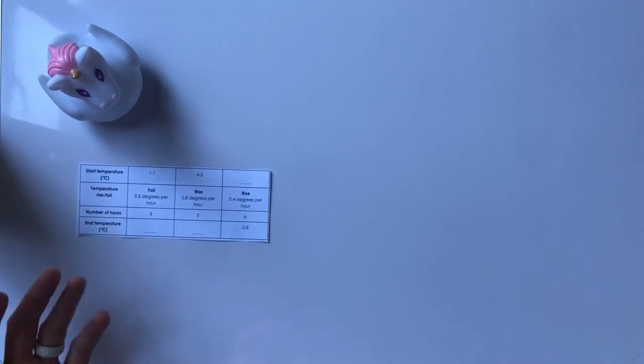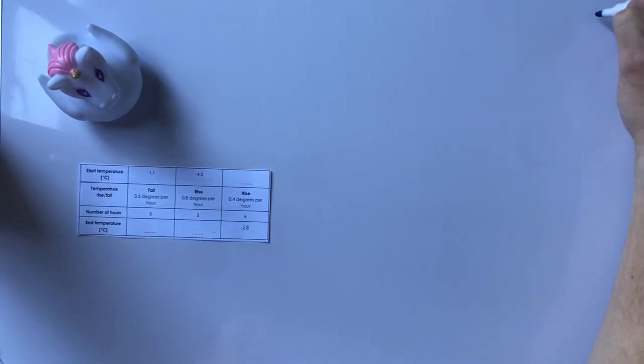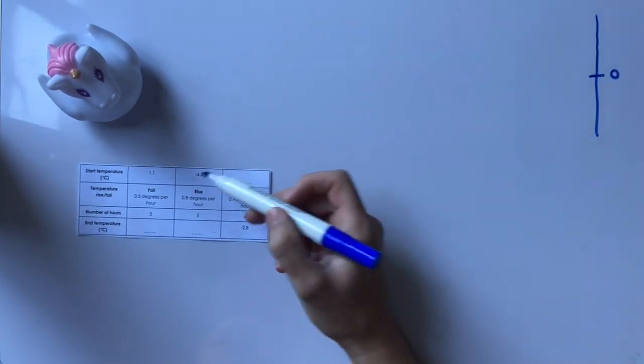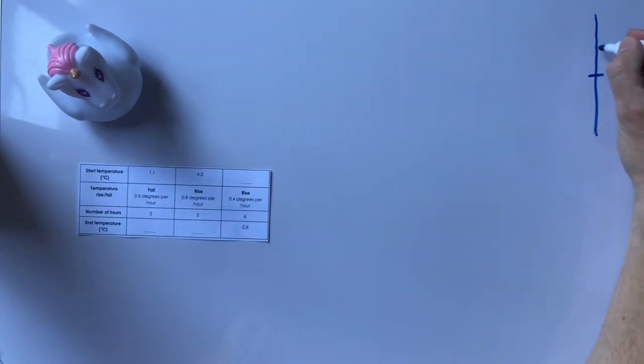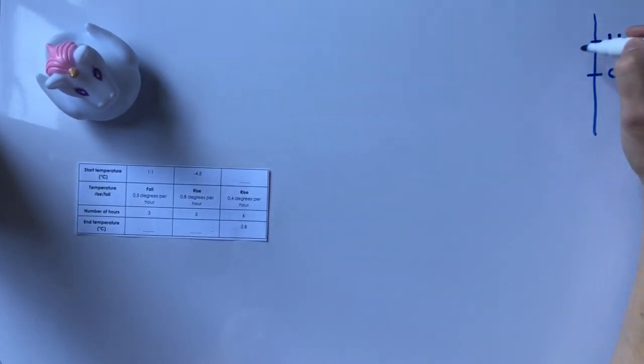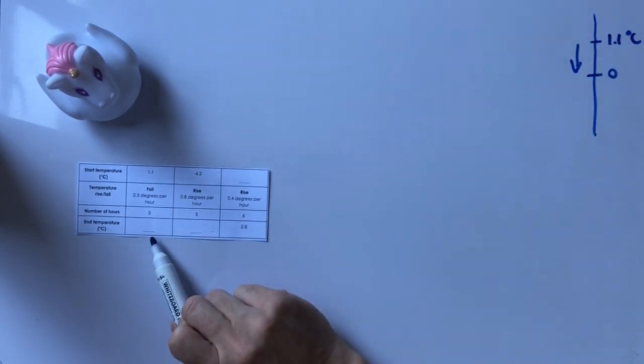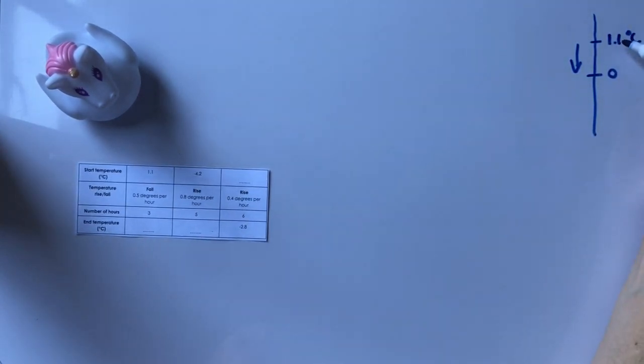So whenever we have a problem like this, I'd like to just draw a little line for myself. I'll make the 0 just for myself. And in this case, the start temperature is 1.1 degrees Celsius, and they're telling us it will fall. So from here, it will go down. So whatever this end temperature is, it cannot be greater than 1.1 because we fell. So this just puts everything in perspective.